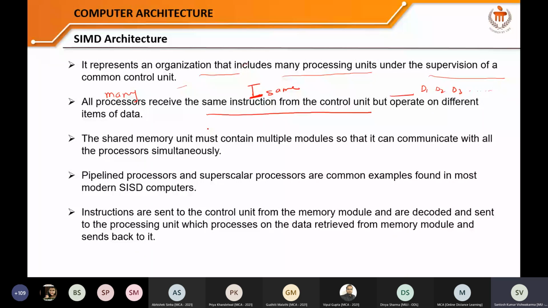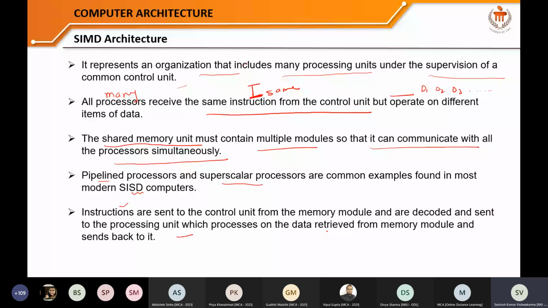Now, the shared memory unit must contain multiple modules so that it can communicate with all the processors simultaneously. One of the overheads also, because if they have their local memory, then obviously in the shared part, they come up with the outcome of every clock cycle. Pipeline processors and superscalar processors are common examples found in most modern SISD computers, and instructions are sent to the control unit from the memory module, decoded and sent to the processing unit, which processes the data retrieved from the memory module and sends it back to it.